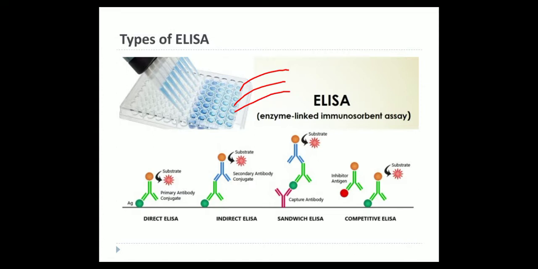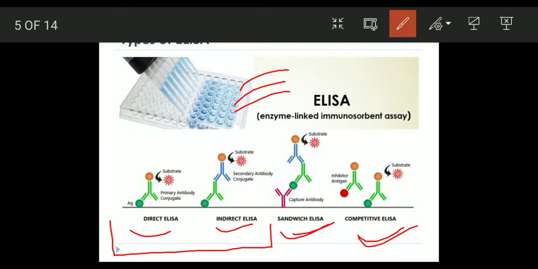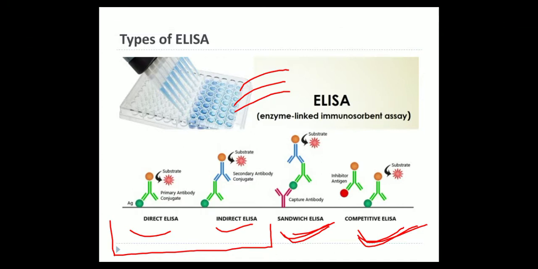So what are the types? The types are direct ELISA, indirect ELISA, sandwich ELISA and competitive ELISA. In this video we are going to discuss these two in a bit more detail. The sandwich ELISA and competitive ELISA deserve videos of their own, so I will make videos on sandwich ELISA and competitive ELISA later on, in the next videos. Okay, so now let's discuss direct ELISA first.